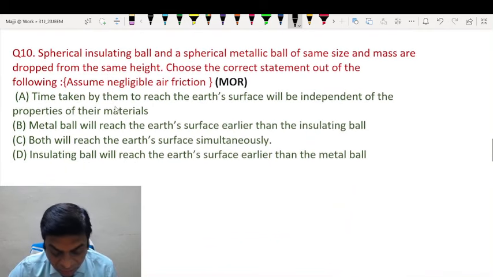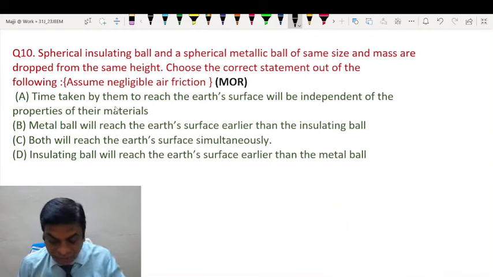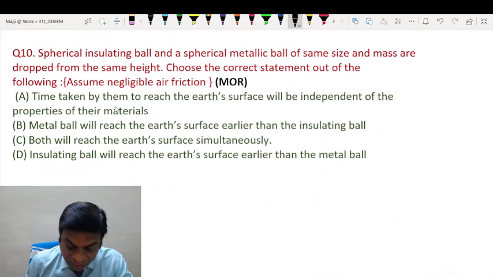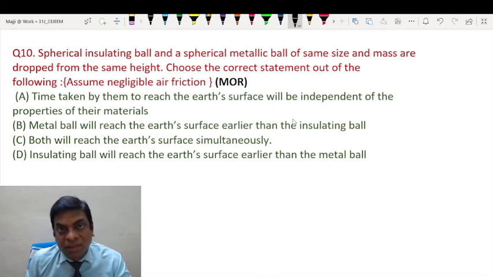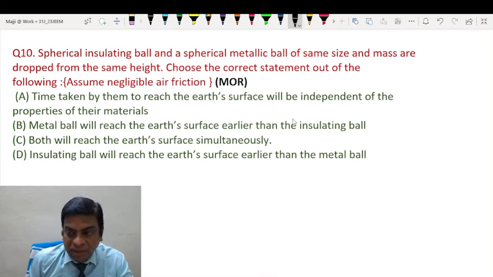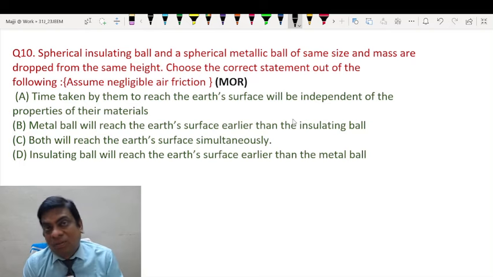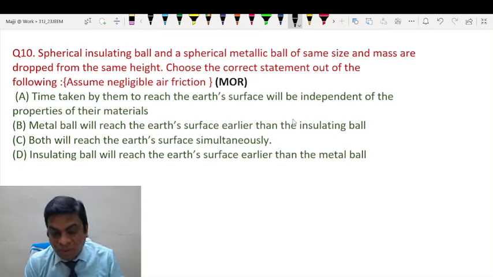A spherical insulating ball and a spherical metallic ball of the same size and mass are dropped from the same height. Choose the correct statement out of the following. The different options read: time taken by them to reach the Earth's surface will be independent of properties, etc. Now students, even though I have taken this question in this chapter, it should actually be taken in the chapter on electromagnetic induction, because the concepts involved are based on electromagnetic induction.